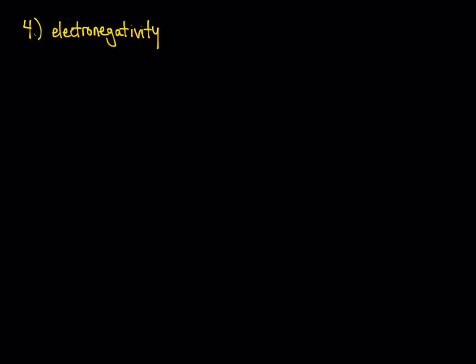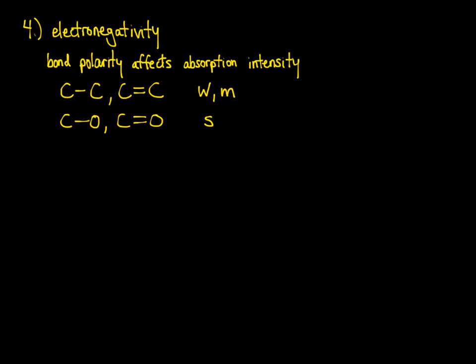The final parameter is electronegativity. While electronegativity does not affect frequency, it does affect the intensity of the peak. This is because bond polarity affects absorption intensity. For example, CC single and double bonds are either weak or moderate intensity, while CO single and double bonds are quite strong.